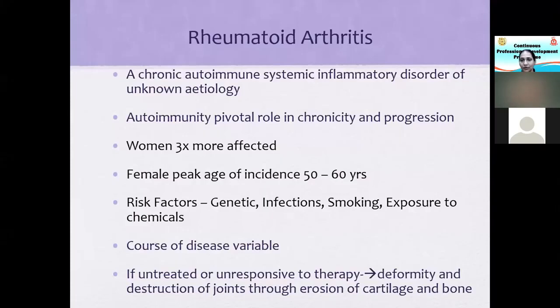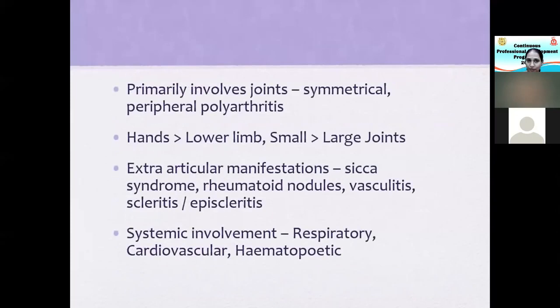The risk factors for rheumatoid arthritis: genetic factors, infections, especially periodontal infections with P. gingivalis, smoking, and exposure to certain chemicals have been shown to be risk factors in the development of rheumatoid arthritis. And the disease course is very variable. But we have to appreciate that if untreated, or if it is unresponsive to therapy, deformities and destruction of the joints will occur through erosion of cartilage and bone.